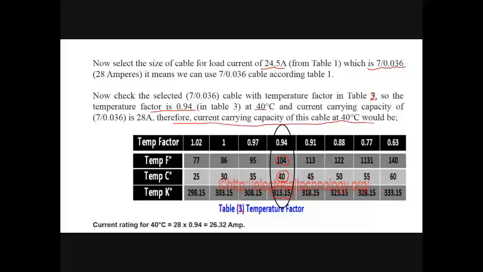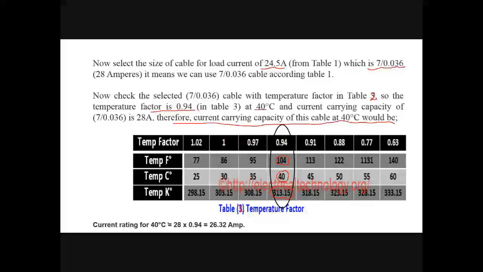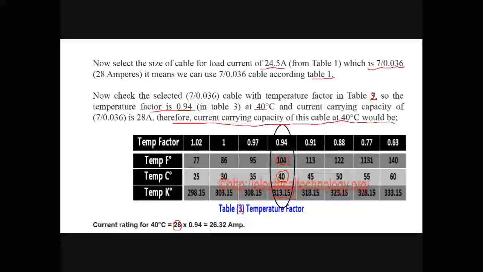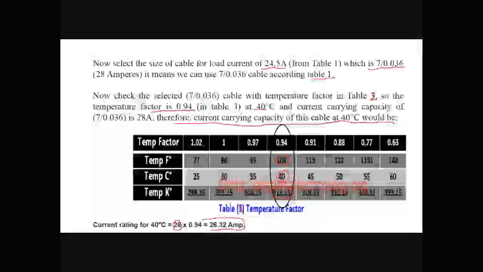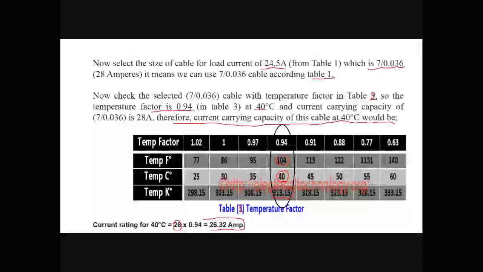Therefore, the current carrying capacity at 40 degrees Celsius we have to find out now. Simply, we have to multiply the 28 ampere, which we found from table number 1, by this factor 0.94, which gives us 26.32. Now the value of current is going to decrease. Why? As the temperature increases, the amount of current decreases.